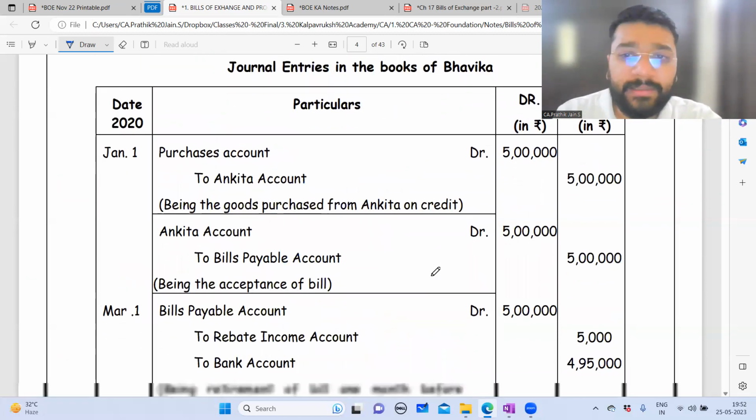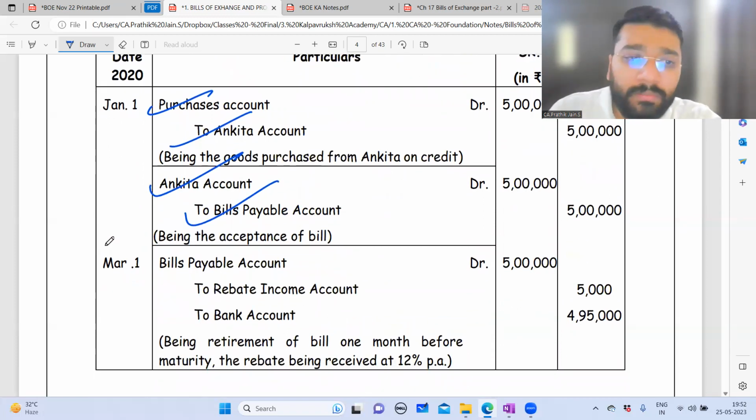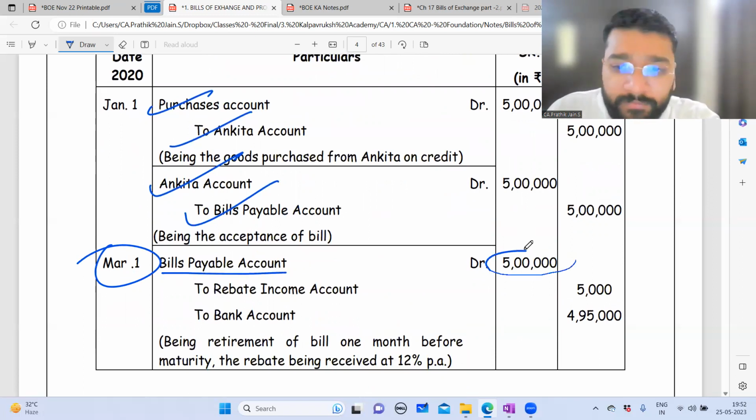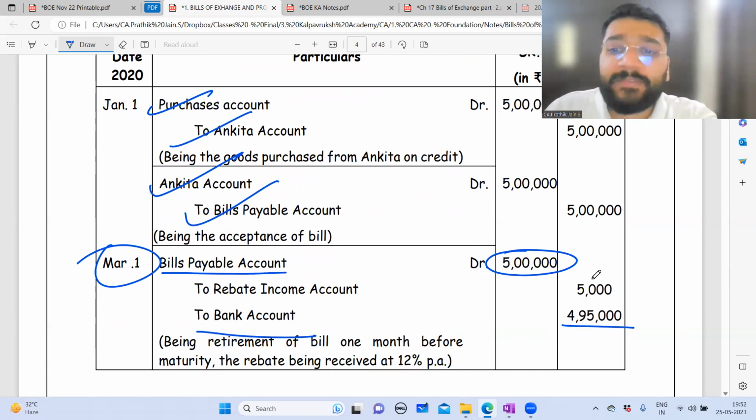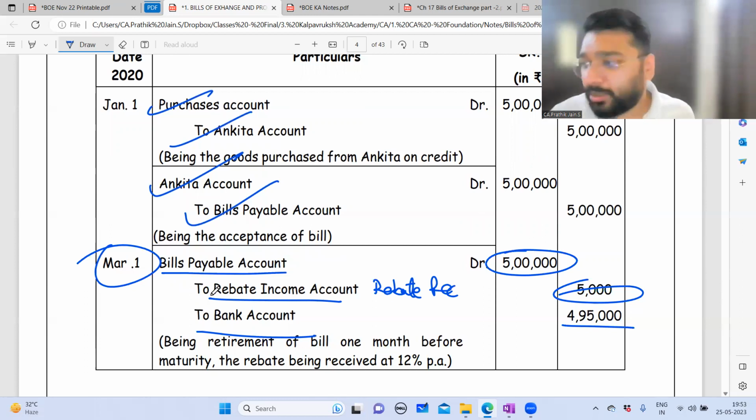The same thing for Ankita. Purchase account debit to creditor. Reverse the creditor and record the bills payable. And on March 1, we're making the early payment. So we are settling the liability to the extent of 5 lakh rupees, but the money that you're actually paying is 4,95,000. So the balance 5,000, what you're not paying, is basically your income and gain. So this is rebate received. That's all, people. Any problem?